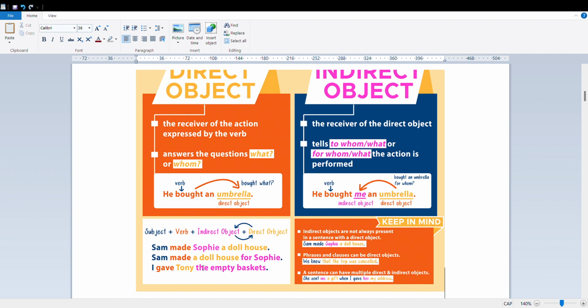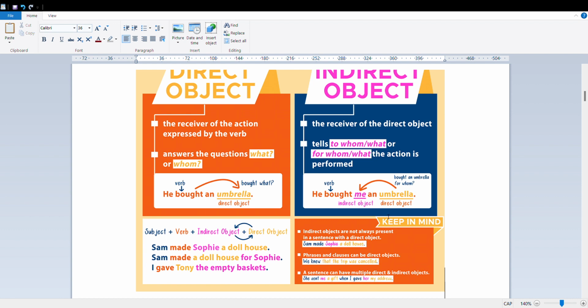The next example, Sam made a doll house for Sophie. So Sam will be your subject, made will be your verb, and a doll house will be your direct object. For Sophie will be the indirect object. Another example: I gave Tony the empty baskets. I will be your subject, gave will be the verb, Tony the indirect object, and the empty baskets the direct object.